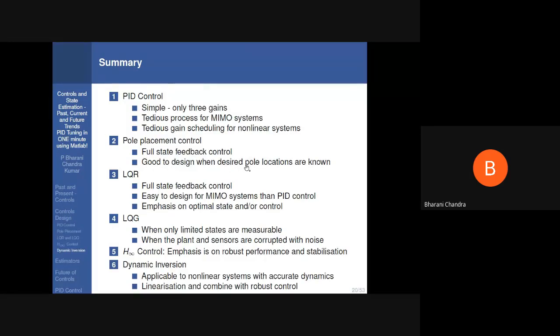Another one is pole placement, the full state feedback control. It is good to design when desired pole locations are known. LQR is easy to design for MIMO systems, and lower effort than pole placement also, and the emphasis is on optimal control and optimal state estimation. And LQG, when only limited states are measurable, then as we told, it can be combined with a Kalman filter, which is a state estimator. And the H infinity controller, its emphasis is on robust performance and stabilization, and dynamic inversion for nonlinear systems.